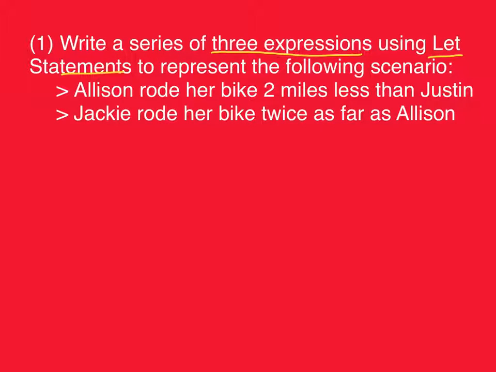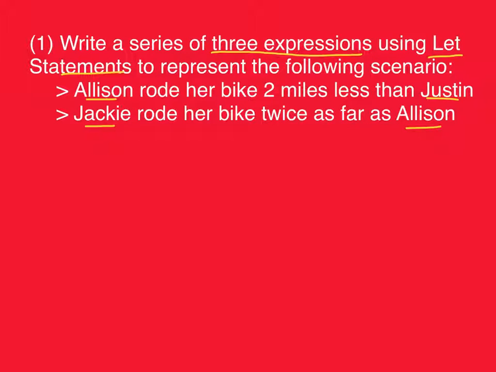So we read the scenario. Allison rode her bike 2 miles less than Justin. Okay. And then it tells us that Jackie rode her bike twice as far as Allison. So it appears as though Jackie depends on Allison. So we need to know Allison first. But then Allison depends on Justin. So therefore the thing or the person that we don't know about first would be Justin.